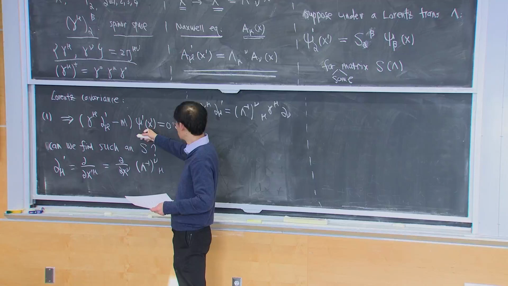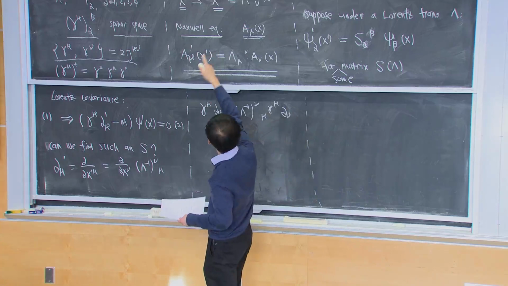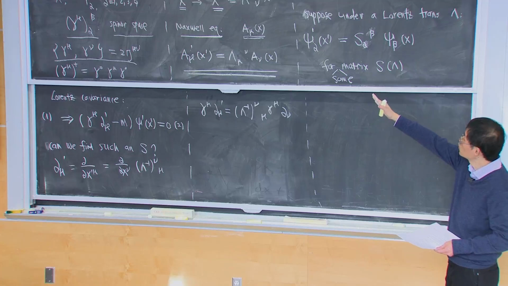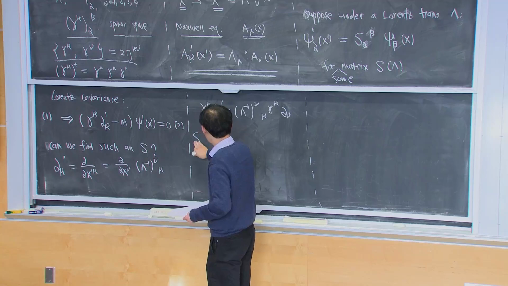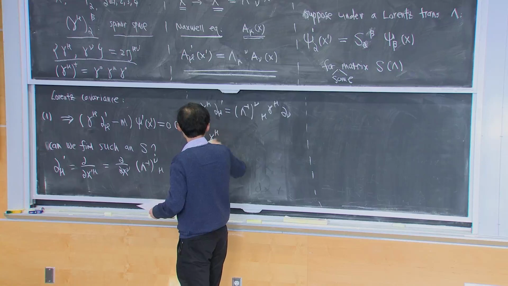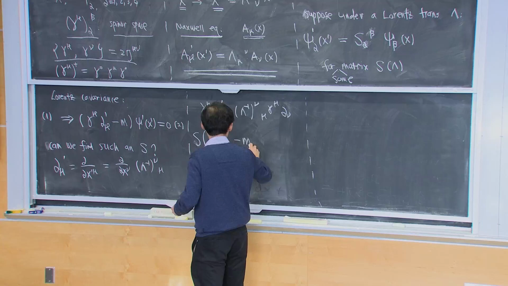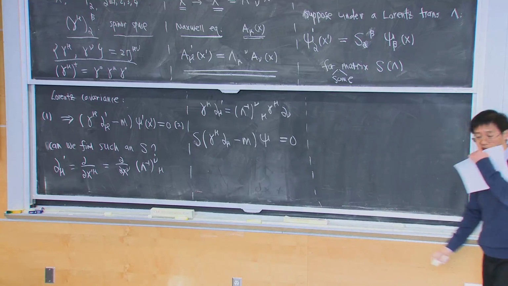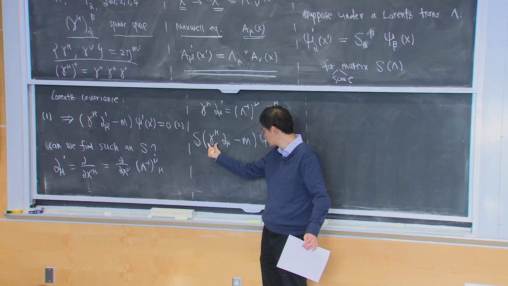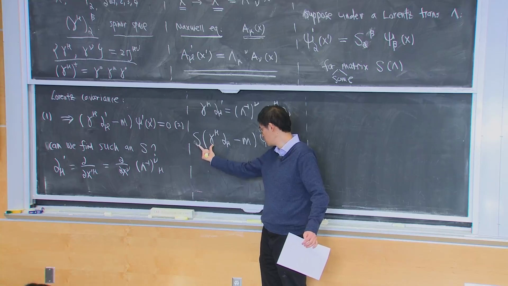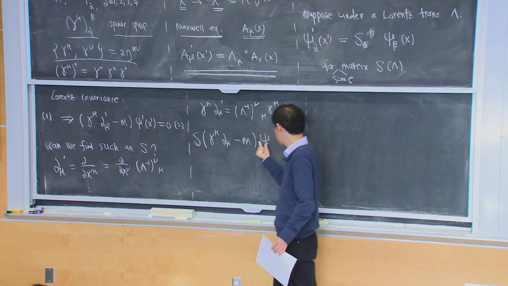So what we can do is multiply equation one from the left by S. Again, I always suppress the spinor indices and just write in matrix form. So take that equation one, and we multiply by S. We have two terms here. S acts in the same space as gamma mu, so we cannot easily commute here. Normally they don't commute. But m is a constant, so we can pass S through here.